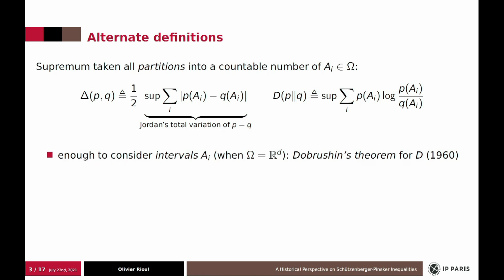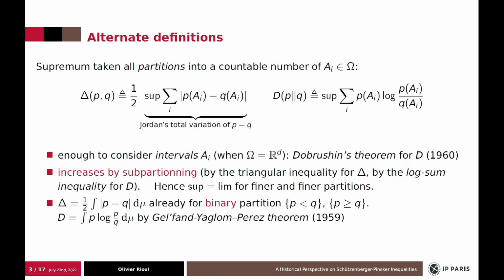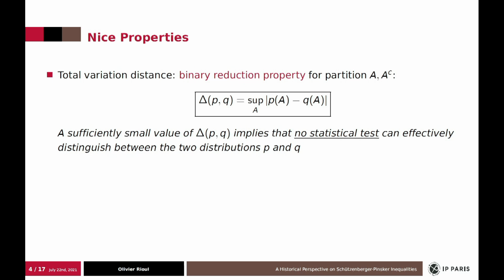And so there has been a lot of very old work in the 1950s and 1960s about these quantities, and especially we know that it's enough to consider intervals when omega is typically R. This is Dobrushin's theorem for divergence. It's also very easy to check that it increases by subpartitioning, and therefore the supremum is actually a limit for finer and finer partitions. And we get the well-known formula. For delta, it's already attained for binary partitions, which I call the binary reduction property, which will be useful in the sequel. And for D, it's the content of the Gelfand-Yaglom-Perez theorem back in 1959. So all this is supposedly well known.